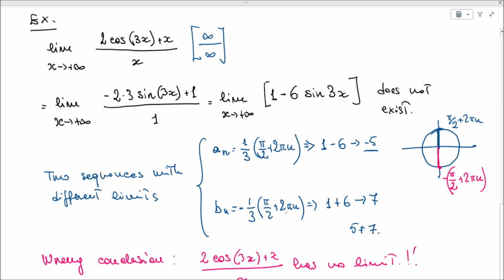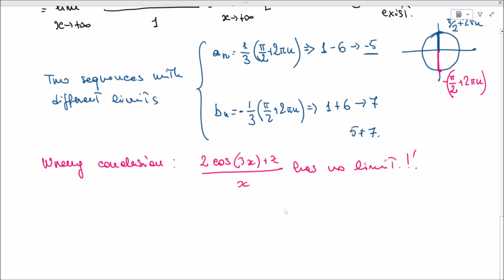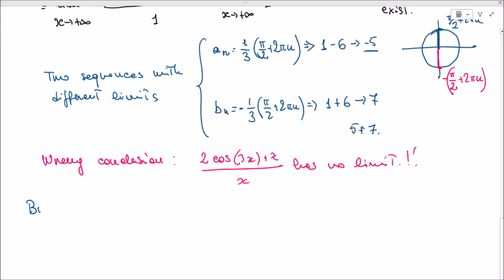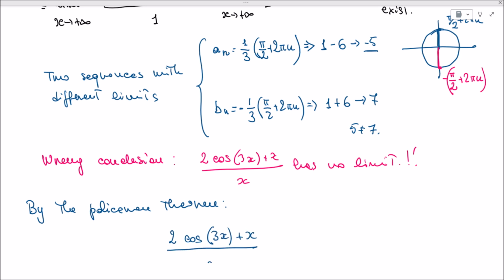Well, in fact, by just doing a simple application of the policeman theorem, what can we say? Well, we have a fraction 2 cosine of 3x plus x divided by x, right?